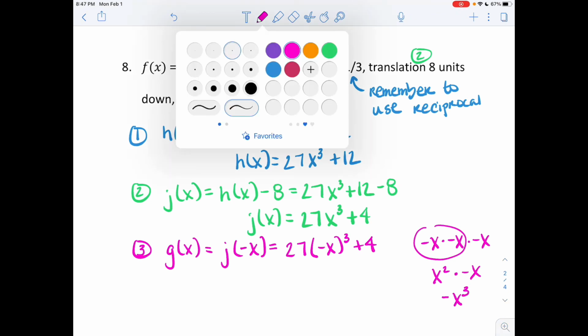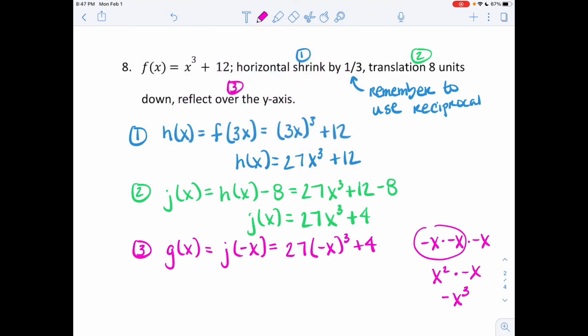So let's finish this out by saying that g of x is equal to negative 27x cubed. I've just brought the negative out to the front where it would go in front of the coefficient, and then plus 4. And that is my final answer after I have transformed all three parts.